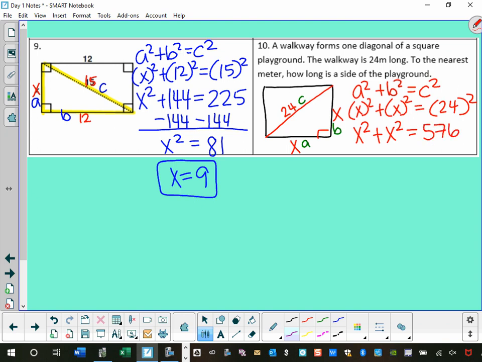This is where you guys seem to forget the concepts of math. X squared plus x squared gives me what? Don't say x to the fourth. Nope, that's only if we're multiplying, right? That's when we add our exponents. I have how many x squareds? 2x squared, yeah. I don't know why that gives you guys such a problem. So we have 2x squared equals 576.